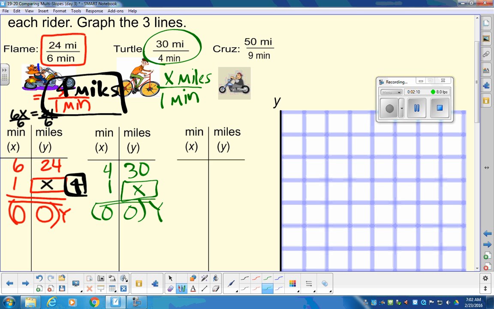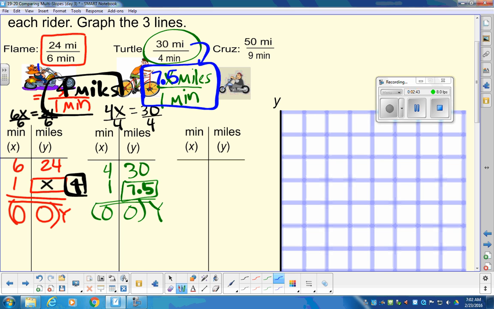Solving. Taking cross products then, there we would have a situation of we have 4x equals 30, divide by 4, copy paste, and we get that x equals 7.5. So we have x equals 7.5 when we divide this problem up here. So we would say, well, 30 miles in 4 minutes is the same as 7.5 miles in 1 minute. That's the speed at which Turtle is riding.